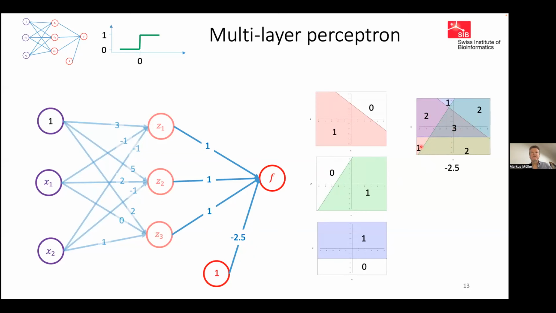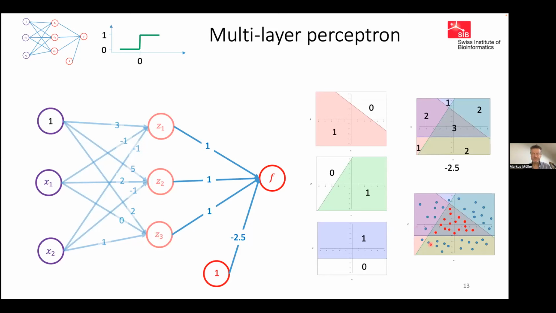If we subtract 2.5, all the regions other than the 3 region become negative. The only one that remains positive is this 3 region here. And then we apply our stepwise activation function, meaning all the regions that are lower than 3 become 0, and this region becomes 1. So what we did here was actually separate this triangular region from all the rest. We can, for example, use this as a classifier if we want to classify all the points within that triangle in comparison to all the points outside the triangle.